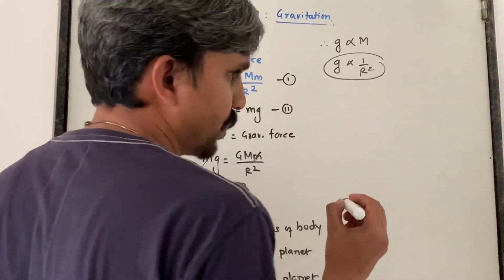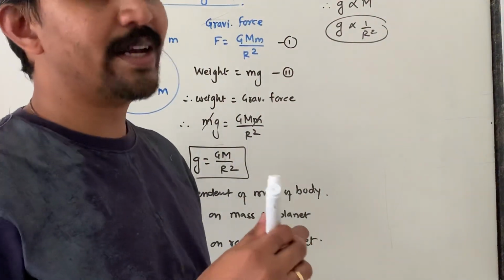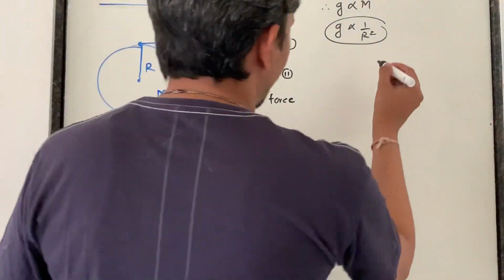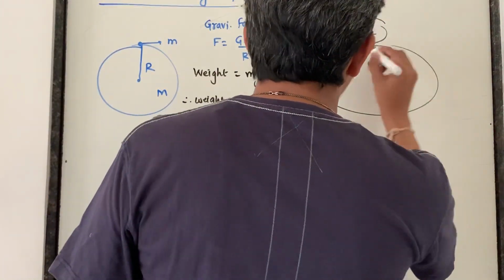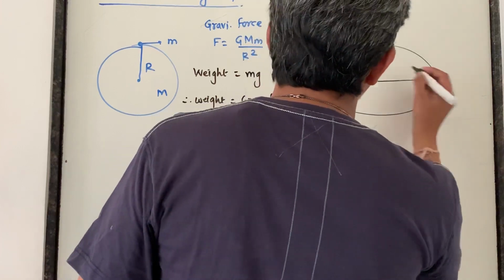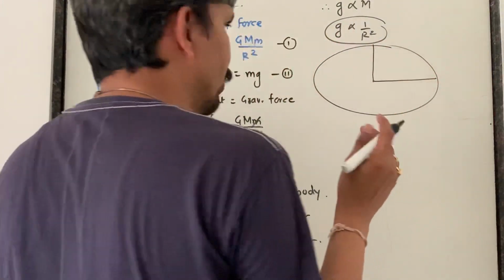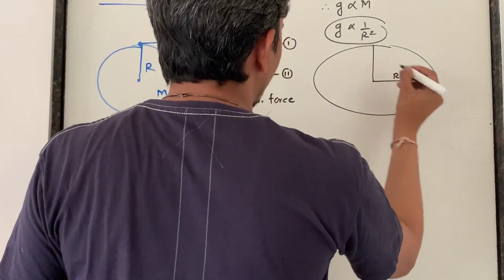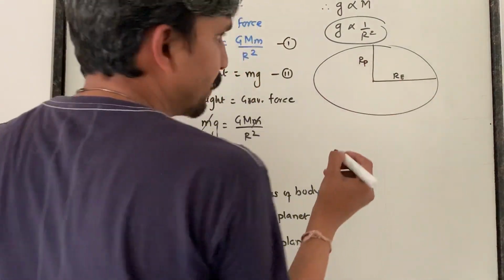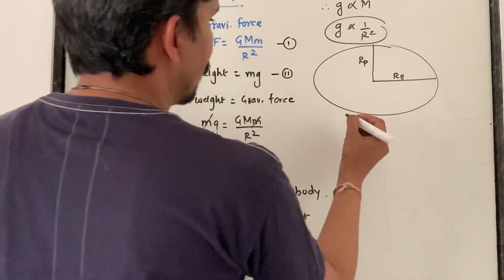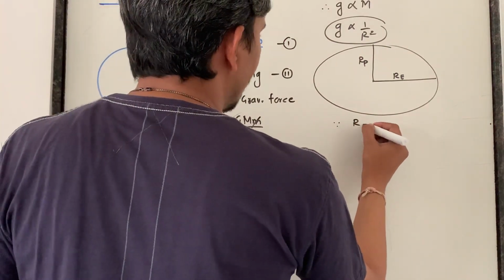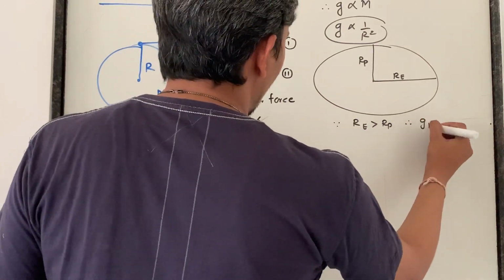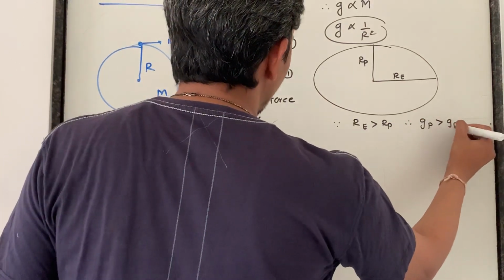Inversely proportional to distance square. Now our Earth is not exactly a sphere. It is a geoid in shape, that is, it is flattened at the poles and it bulges at the equator. Not like this exactly, but I am just showing it to distinguish that part. So here this is the radius at the equator. This will be the radius at the pole, right? Since the radius at the equator is more than the radius at the pole, we can write that g at the pole is more than g at the equator.